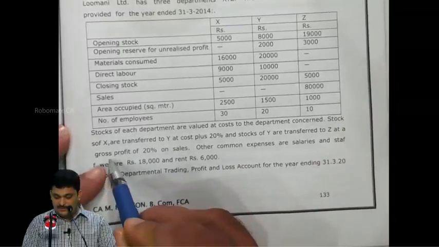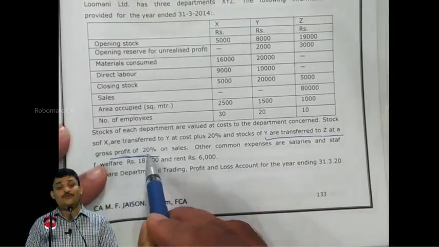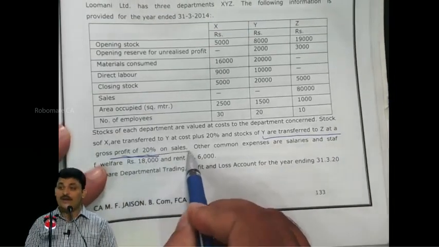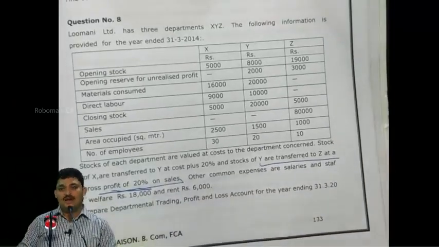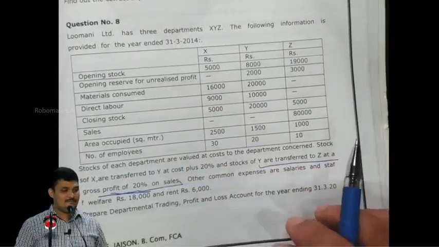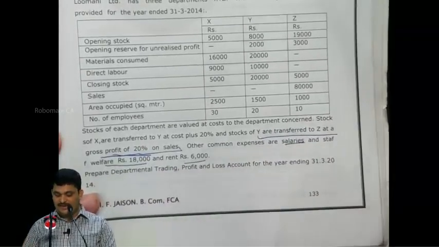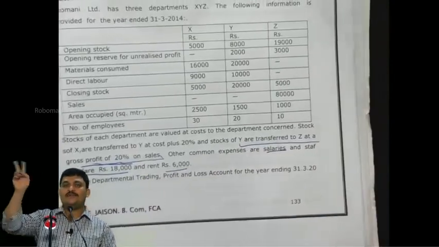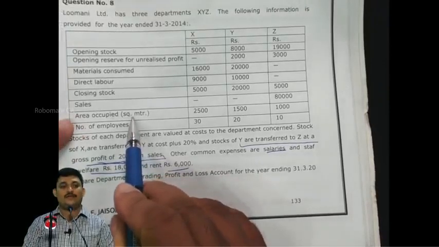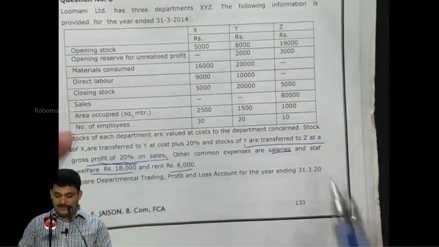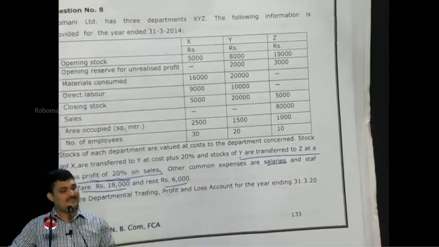Now one thing is, when they have given margin, the transfer is at a gross profit of not 20% on cost, but 20% on sales. So that information alone changes slightly. You should know how to convert that ratio. Otherwise, it is the same, ditto, with certain other things like salaries, staff welfare expense and rent given. Correct? These expenses are not apportioned in the gross profit ratio. Area occupied will be used for rent, and number of employees for salaries and staff welfare. Understood? That way you will be apportioning. This question number 8 is gifted to you.